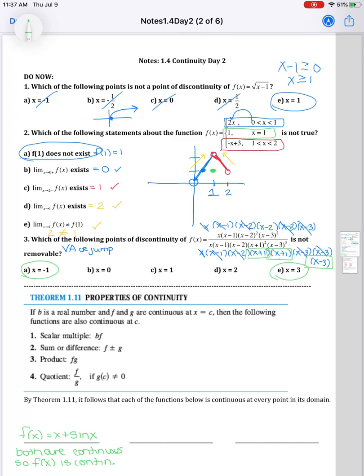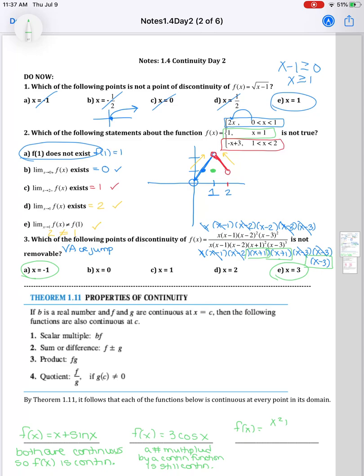All right, second one. We've got f of x, let's do this. We got 3 cosine x. So we know that cosine is continuous, and if you take a number and you multiply by a continuous function, you still get a continuous function. So a number multiplied by a continuous function is still continuous.